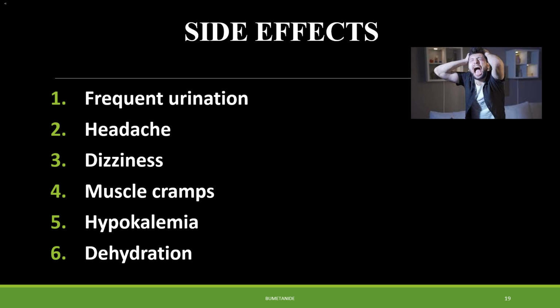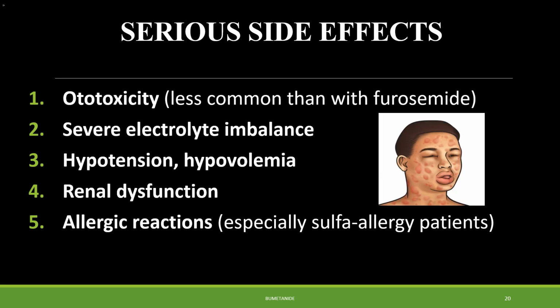5. Hypokalemia. Bumetanide can cause low potassium levels. 6. Dehydration. Bumetanide can lead to dehydration if not monitored. Serious side effects of bumetanide. 1. Ototoxicity, less common than with furosemide. Bumetanide can affect hearing, but less often than furosemide.